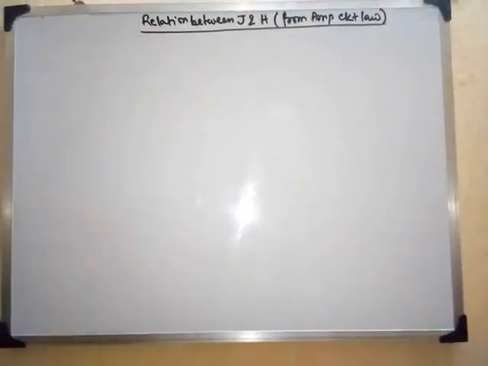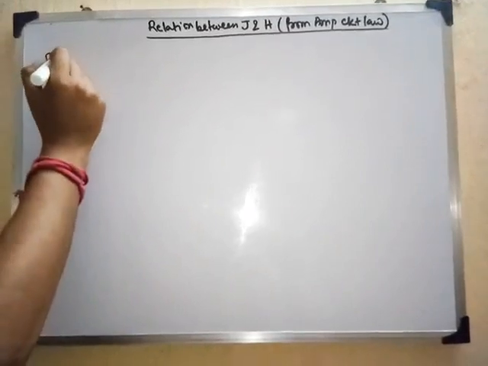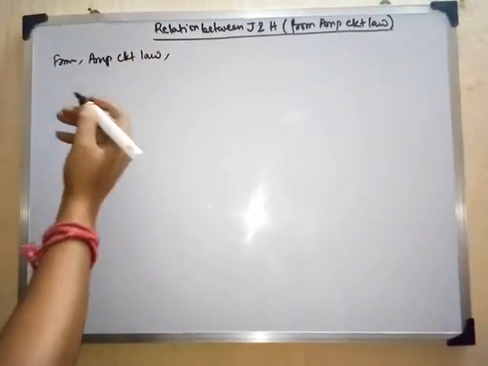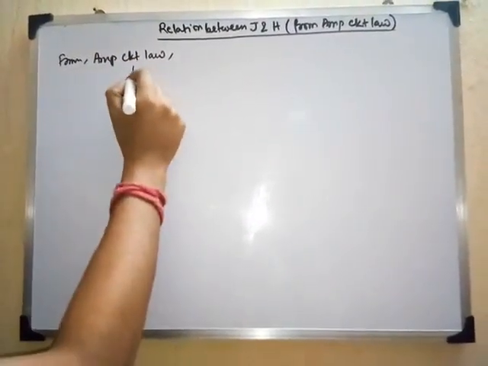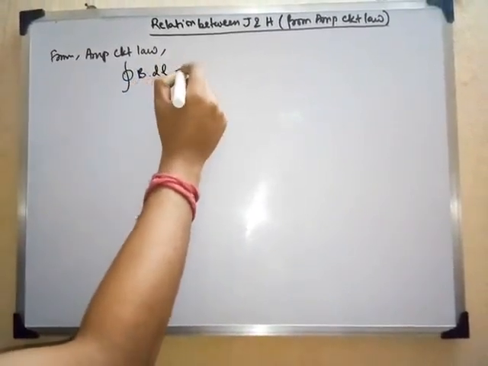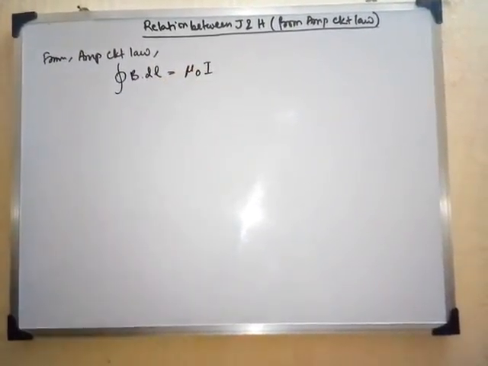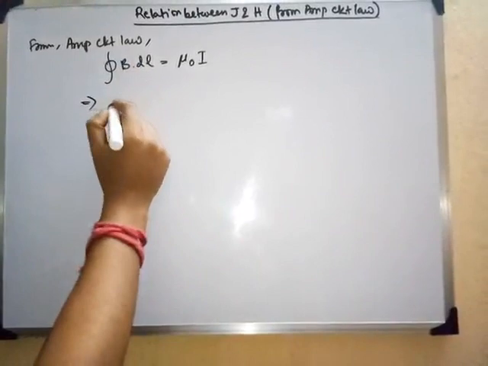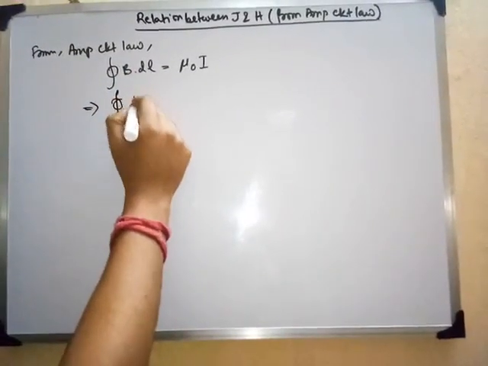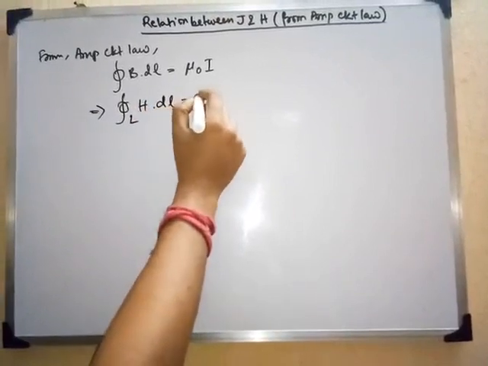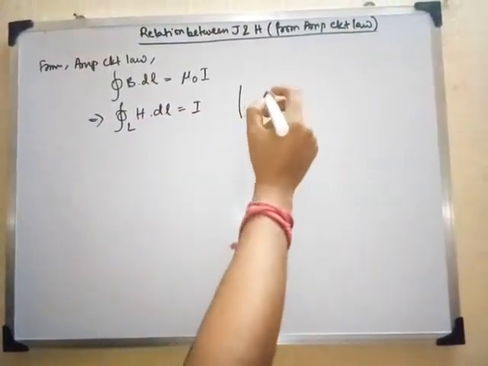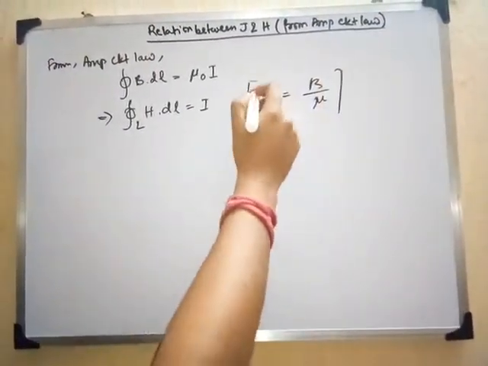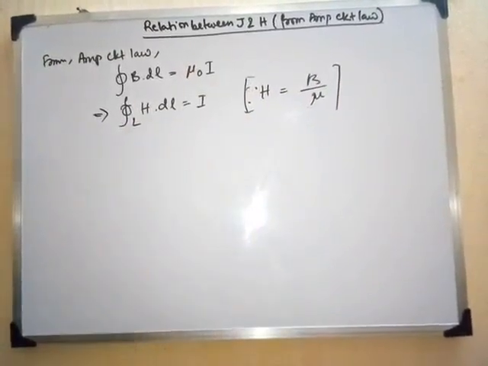Previously, from Ampere's circuit law, we had seen that the closed integral of B dl is equal to mu 0 I, right? So we can write from here that the closed line integral of H dl will be equal to I. This is simply because H is equal to B by mu, so from here we can arrive at this expression also.